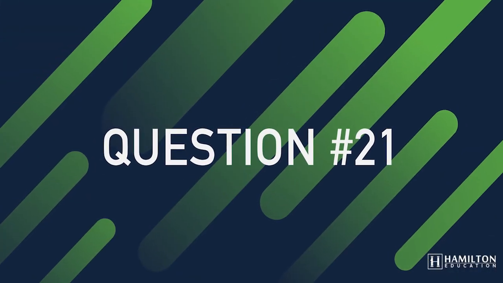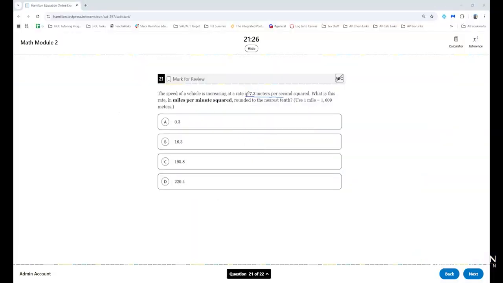Question 21. The speed of the vehicle is increasing at a rate of 7.3 meters per second squared. That squared is probably going to be a problem. What is the rate in miles per minute squared? Round to the nearest tenth. Use 1 mile is equal to 1,609 meters. All right, so let's go through it. 7.3 meters per second squared.